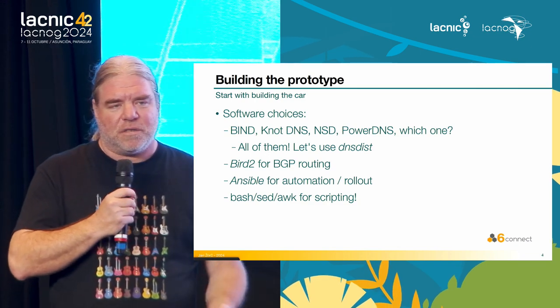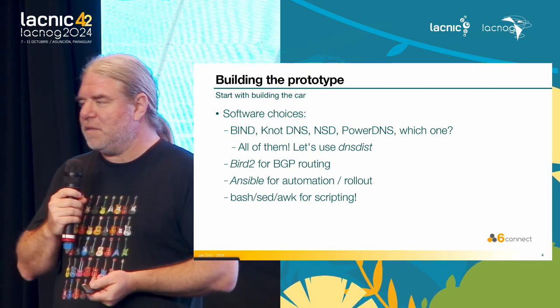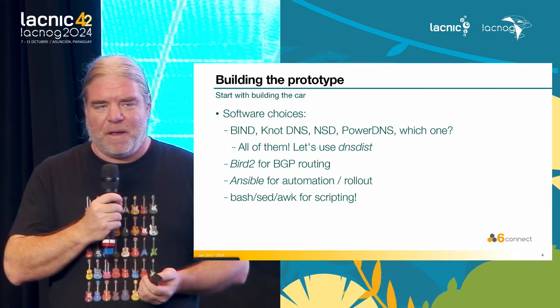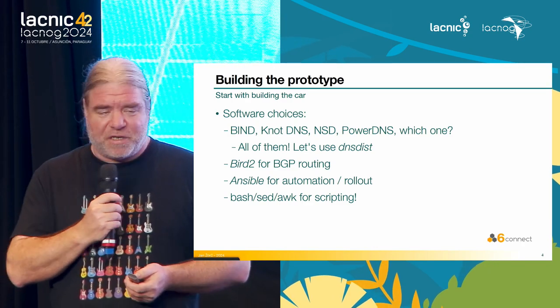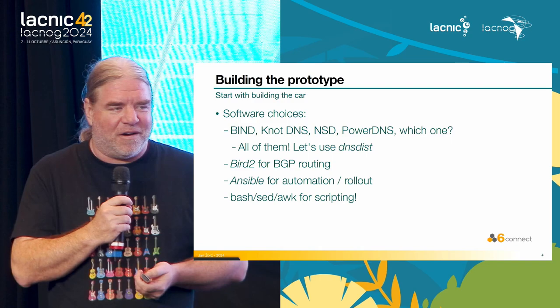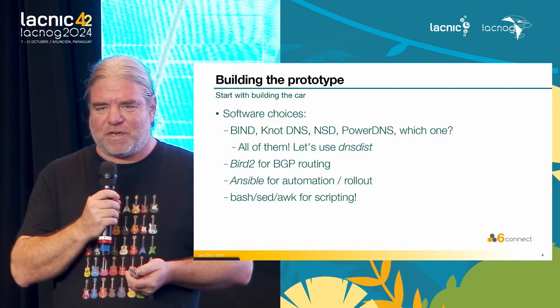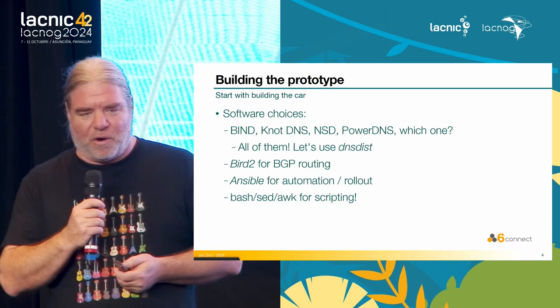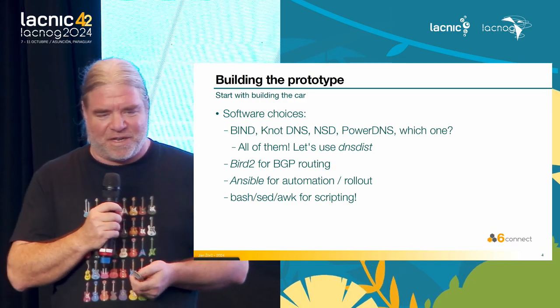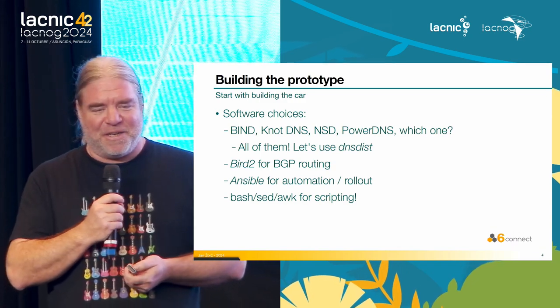We decided on BIRD 2 for BGP routing, Ansible for the automation, because when you have many nodes around the world, you don't want to do it by hand because, you know, we're a bit lazy. And we also did some bash, sed, awk for scripting. This project wouldn't be me if there were not some bash, sed and awk, which Sandor is a little bit allergic to, but it is what it is.